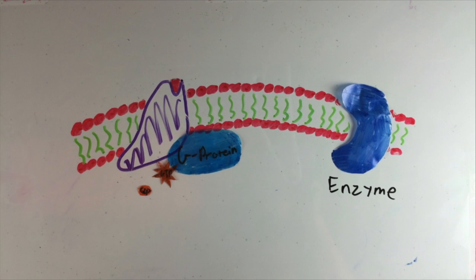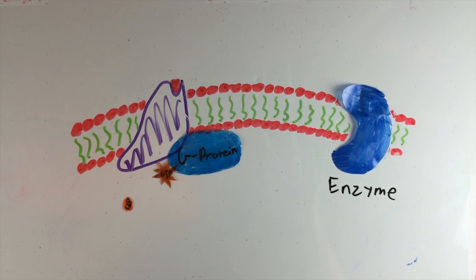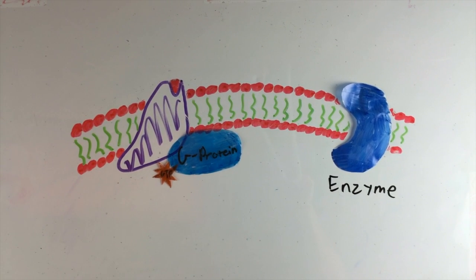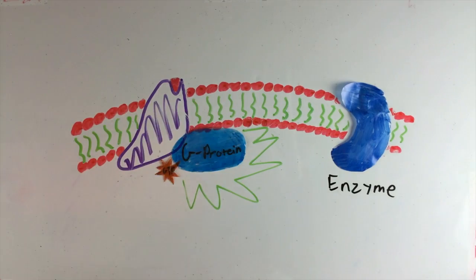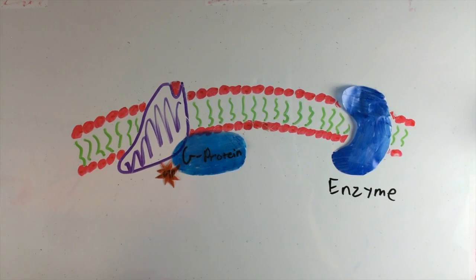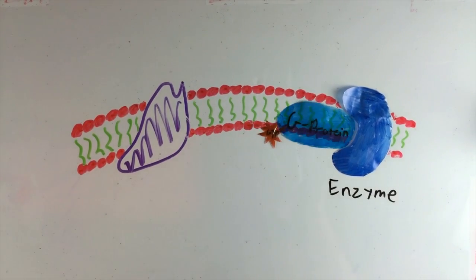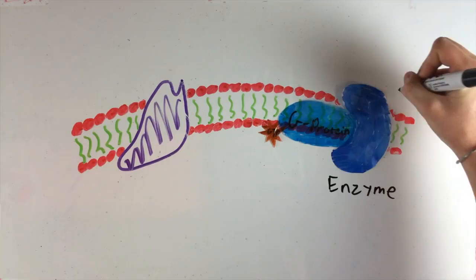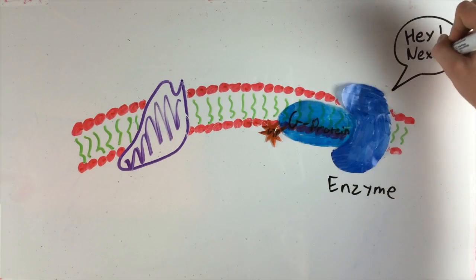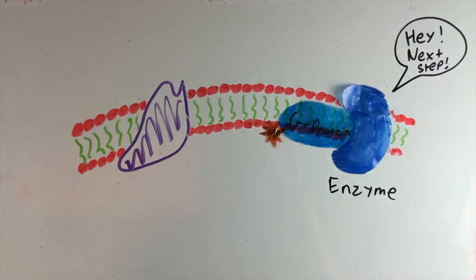This shape change causes phosphorylation to occur, causing a GTP to displace GDP. This activates the G protein. The newly activated G protein then dissociates from the receptor and binds to an enzyme. Now activated, this enzyme can trigger the next step in a cellular response.